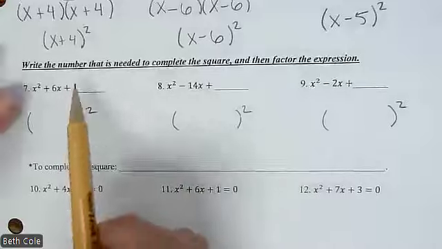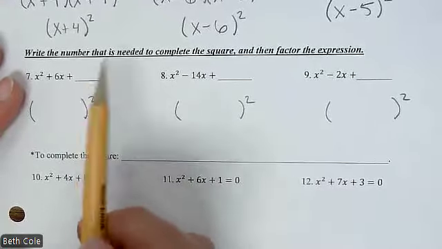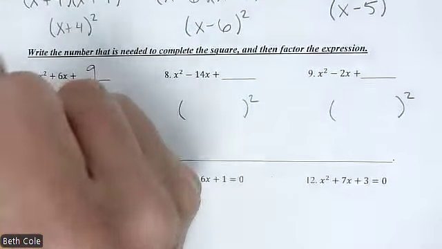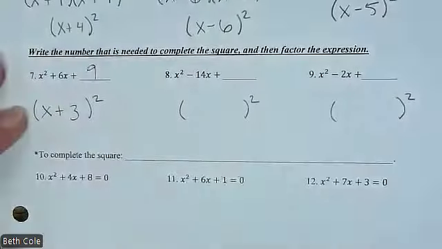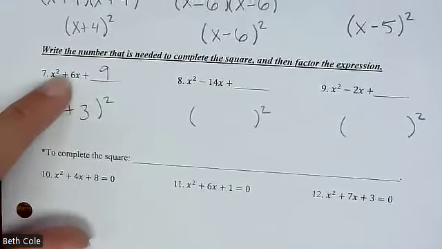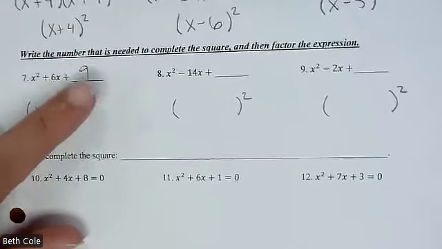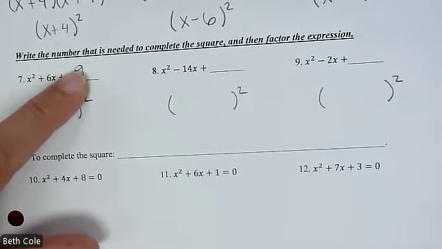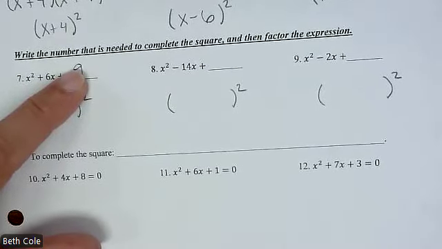All right, so what did you think for this one? 9. Good. And so in your little blank, it would be plus 3. Good. Let me tie it together. Look, 3 plus 3 is 6, and 3 times 3 is 9. Are you girls with me back there? I'm just making sure you're still good.